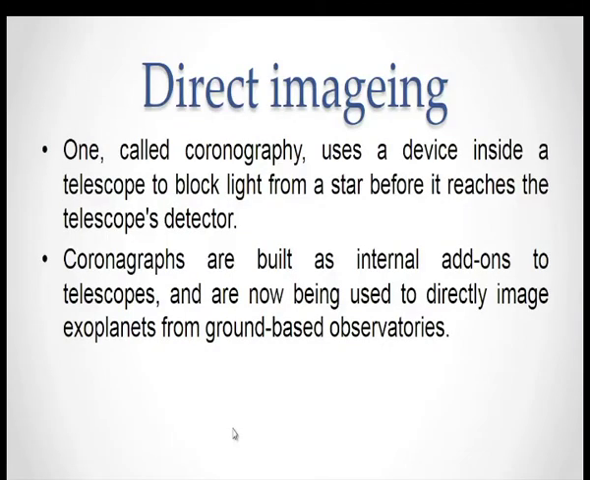Coronagraphs are built as internal add-ons to telescopes and are now being used to directly image exoplanets from ground-based observatories. Many optical engineering concepts are used for these coronagraphs. Optical engineers are working hard, putting in their effort and innovative ideas to build coronagraphs that prevent the light of the star around which the exoplanet is rotating from entering the telescope.